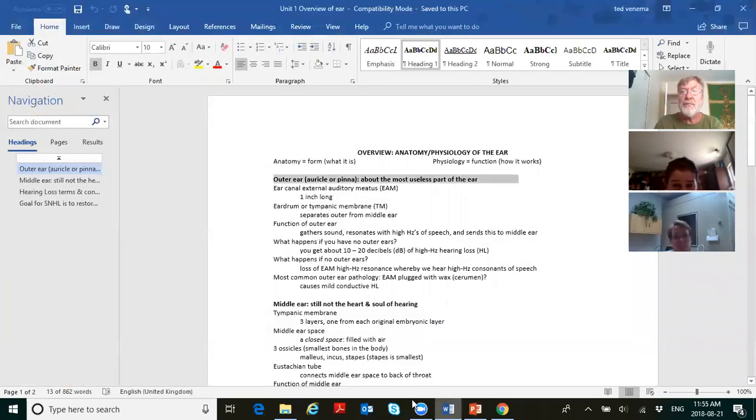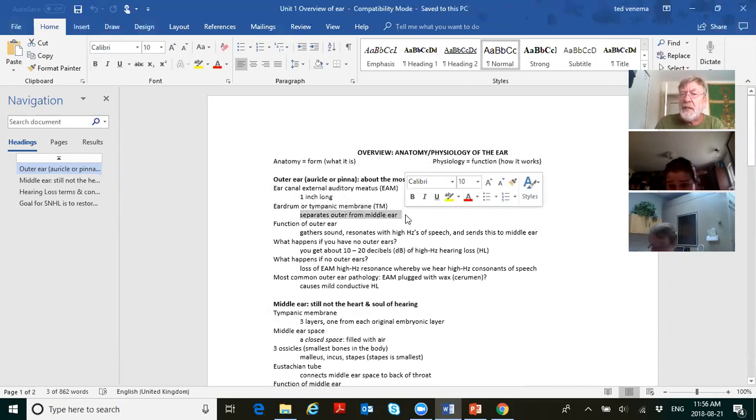Let's read. Outer ear. It's called the auricle or pinna. It's also one of the most useless parts of your ear. It's the largest. It's good to hang glasses behind. You can hang earrings on it, whatever. But look at your ear canal. It's about 1 inch long. Eardrum is sometimes called tympanic membrane. And your eardrum separates the outer from the middle ear.